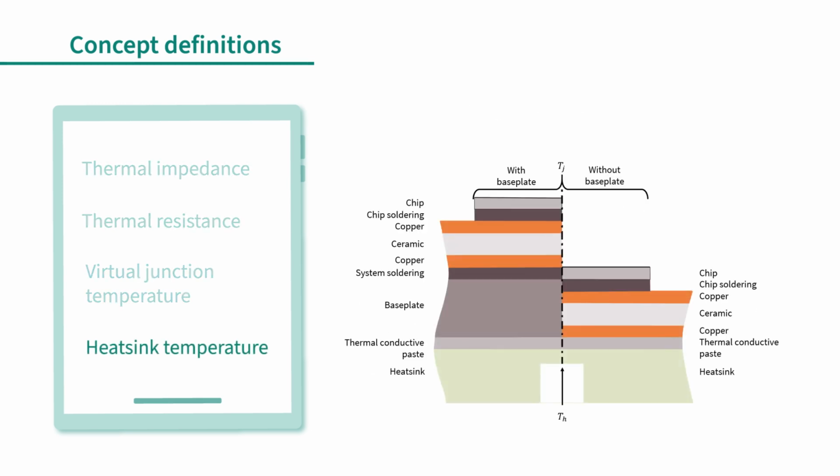Finally, the heatsink temperature is to be determined by a sensor. For this purpose, a hole must be drilled in the cooling unit under the heatsink surface perpendicular to the chip plane, so that the sensor located in this hole is below the center of the chip. The sensor must record the temperature.